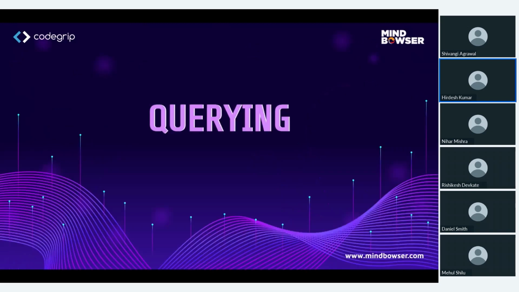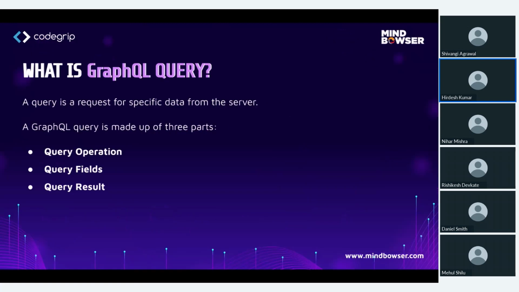Here we will talk about how to write a query from the front end, like how to query a GraphQL server. So first, what is a query? In simple terms, a query is a request for some specific data from the server. Whenever we want to fetch some data in GraphQL, we use a query. So it's kind of a GET request. Only whenever there is a case of retrieval, there we will use a query.